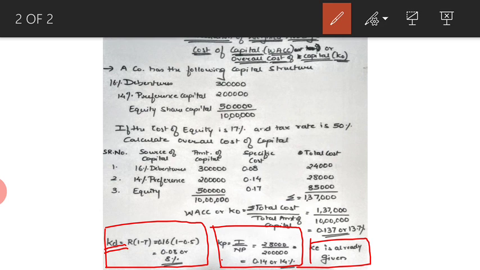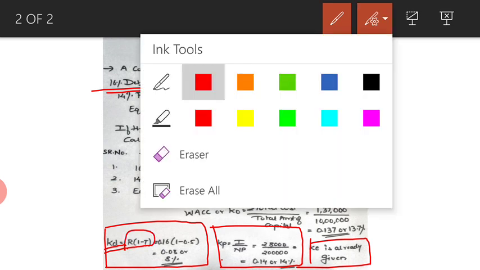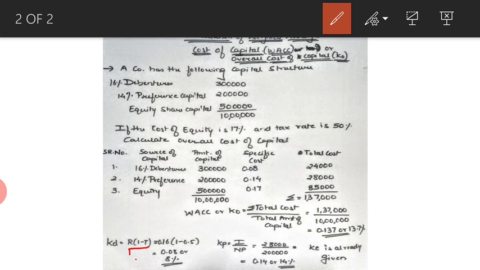Now first let us go ahead with cost of debt. They have just given 16% debentures and the tax rate is given. Have they mentioned anything about redeemable or maturity, or issued at premium and discount? No. That means they are just irredeemable debentures which are issued at par. So we can directly use this simple formula, that is R into 1 minus T. R represents the rate of interest. So what is the rate of interest?